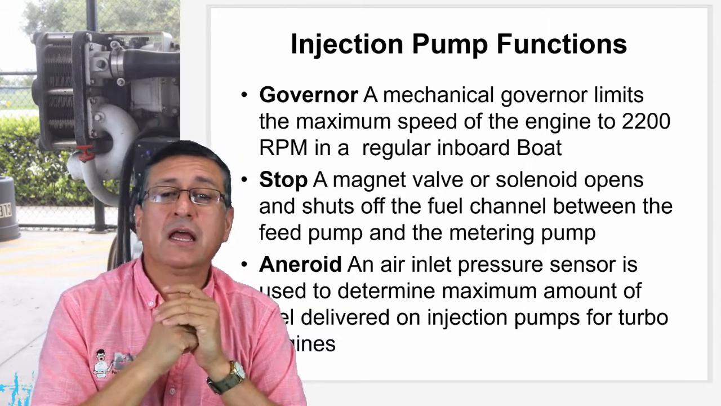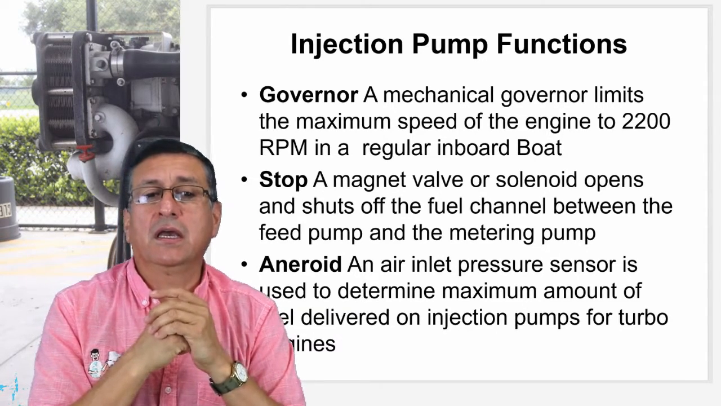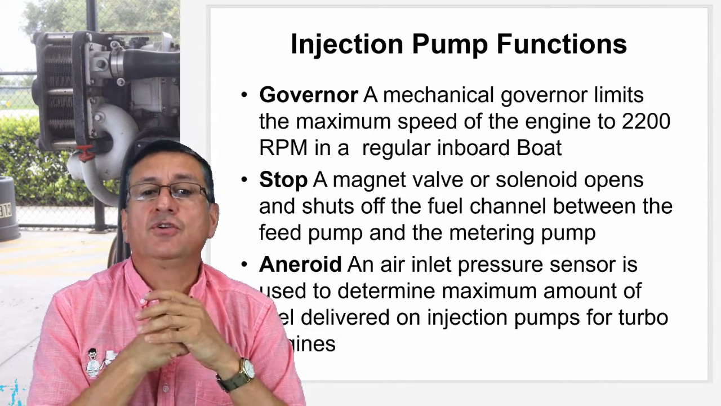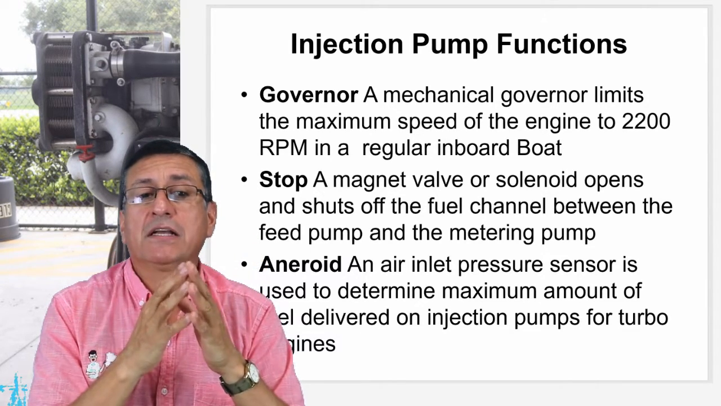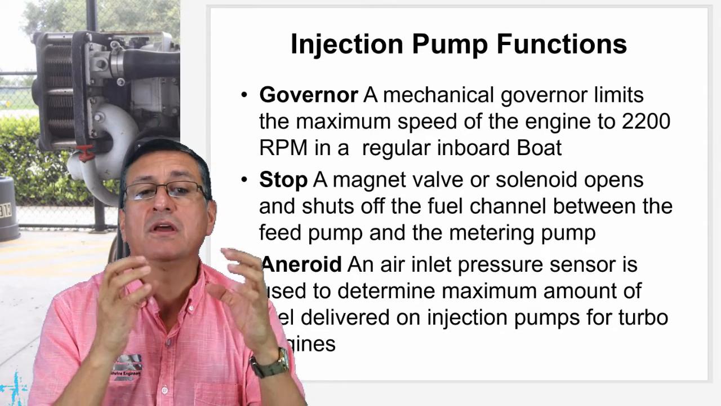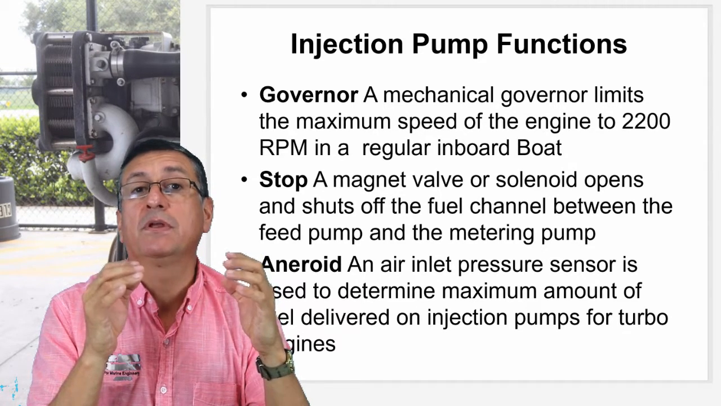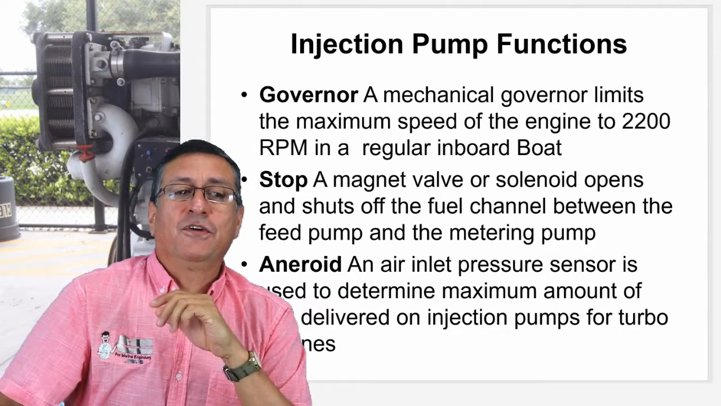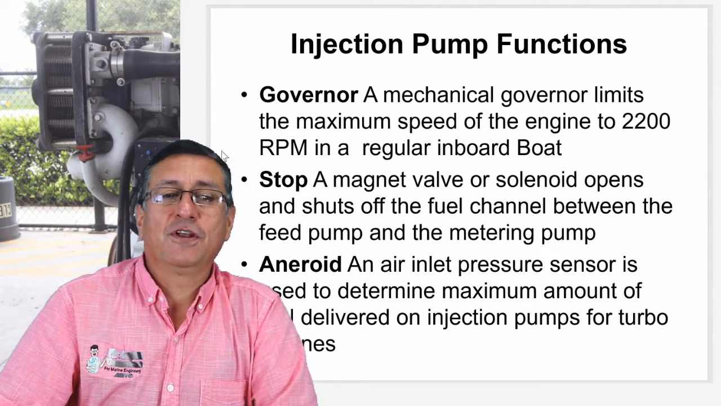Another important element is the aneroid. It is an air inlet pressure sensor. It is used to check the maximum amount of fuel delivered by the injection pump, especially for turbo engines. A lot of functions for the fuel injection pump.